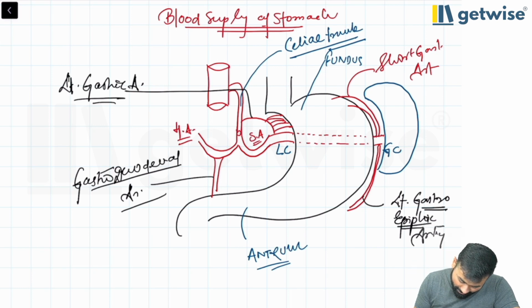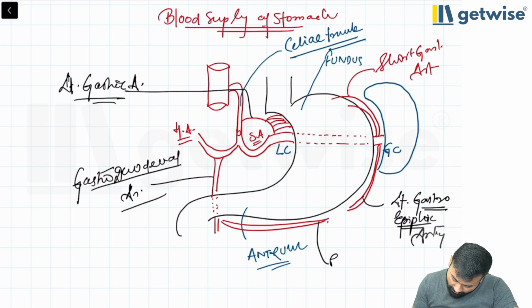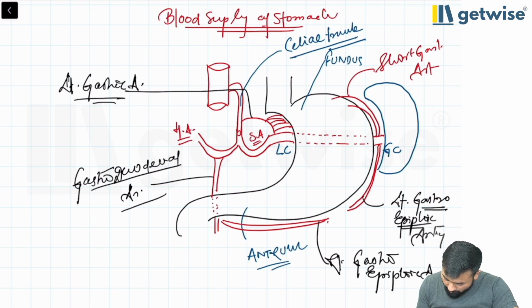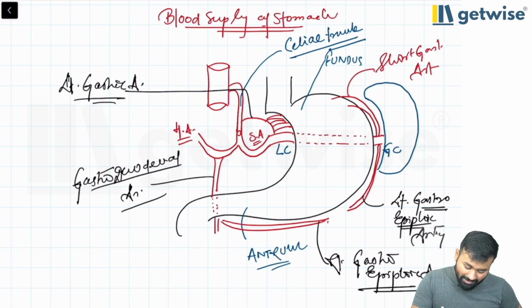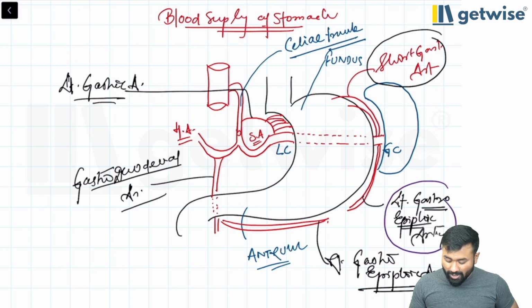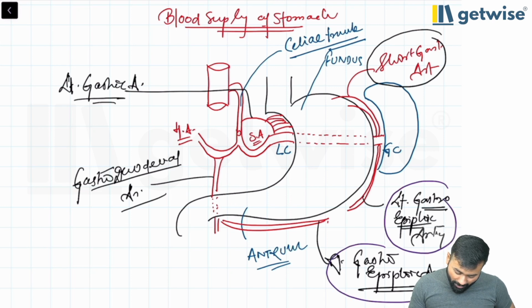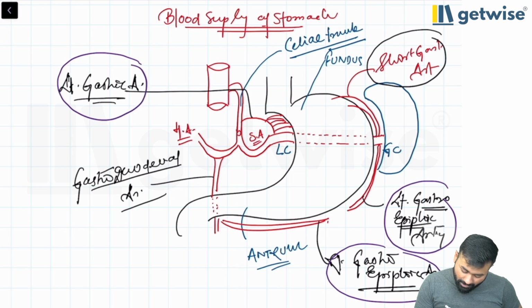It runs behind the antrum and gives a branch called the right gastroepiploic artery. So now we have 4 arteries supplying the stomach: the short gastric arteries, the left gastroepiploic artery, the right gastroepiploic artery, and the left gastric artery.